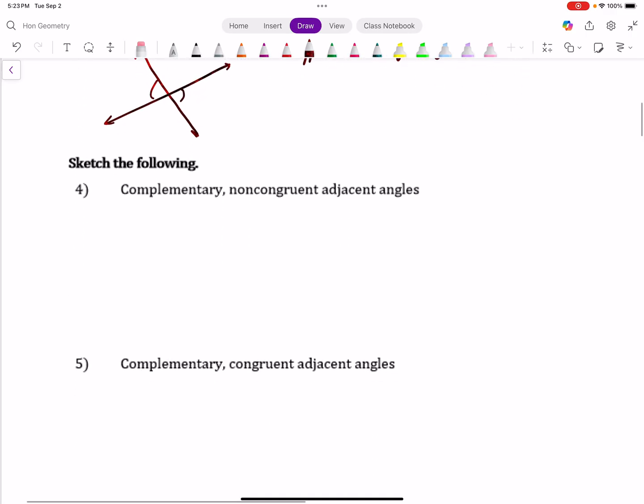So here's some drawings. Sketch the following. Again, I'm going to freehand it because I'm doing the iPad, but if I were to do this for real, hang on. I'd just use a straight edge.